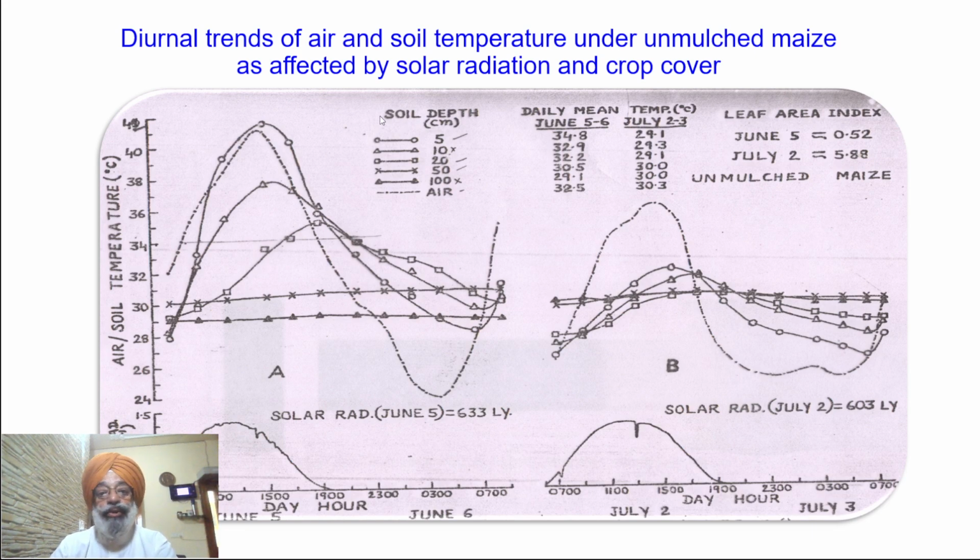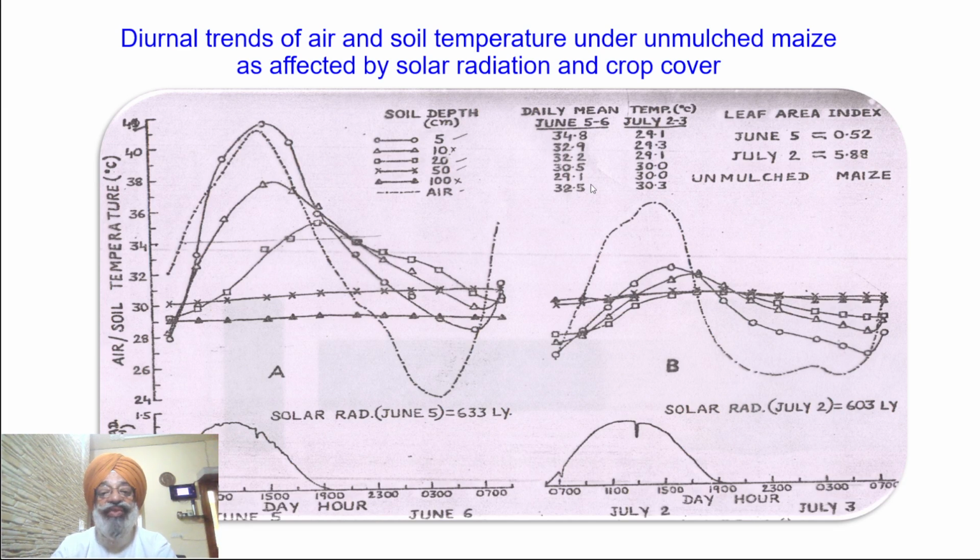So air temperature on June 5th remained below the 5 centimeter depth temperature, but the difference was very small. And if you compare it on July 2nd and 3rd, because again here there was incidental irrigation, as I said, plus rainfall. Because of this, and also the effect of crop cover, you can see this is the combined effect of soil moisture as well as crop cover, that even the temperature at 5 centimeter is very much less than that of the air temperature.